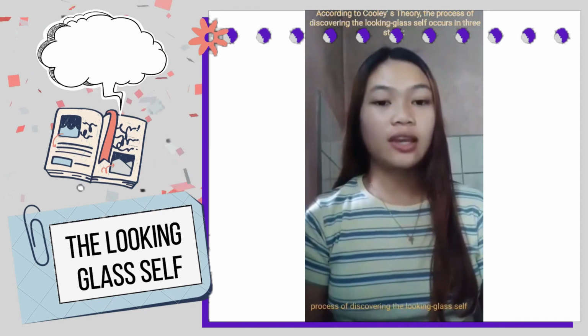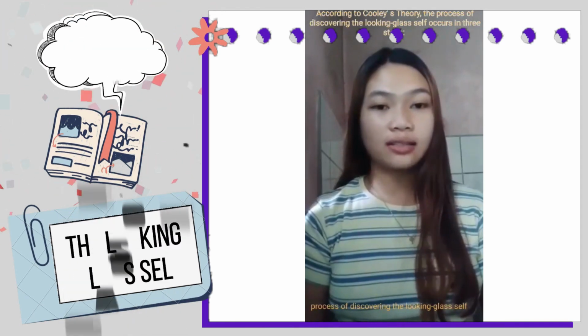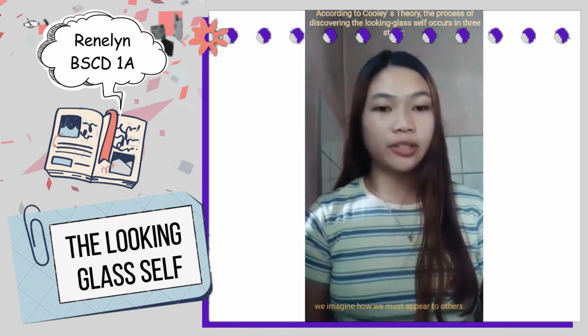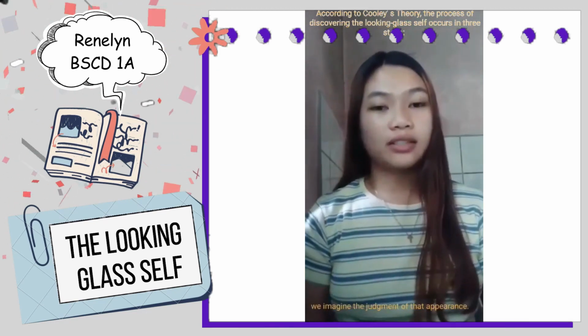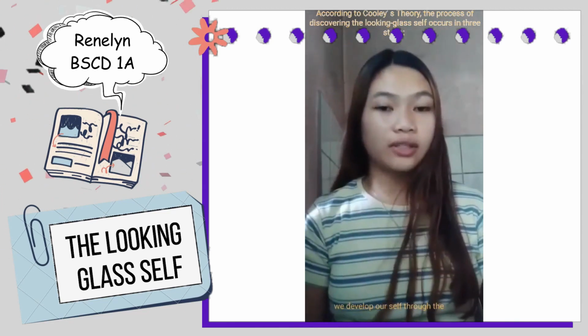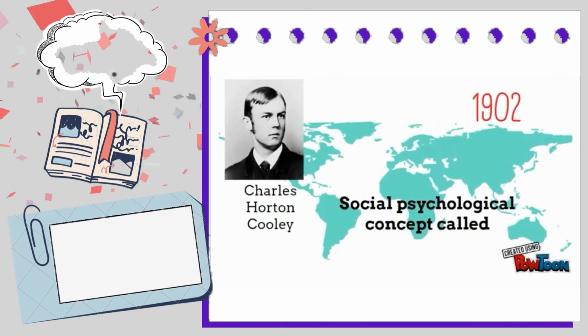According to Cooley's theory, the process of discovering the looking glass self occurs in 3 steps. First, we imagine how we must appear to others. Second, we imagine the judgment of that appearance. And the last one, we develop ourselves through the judgment of others.